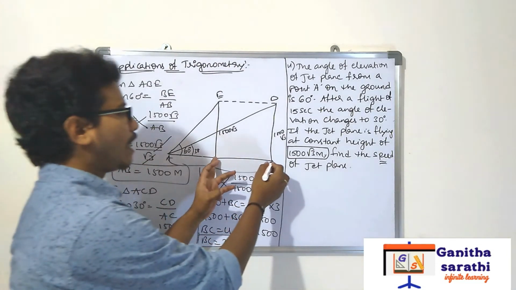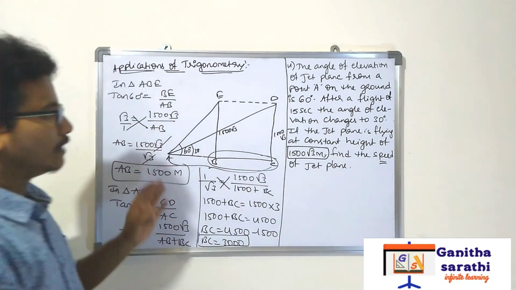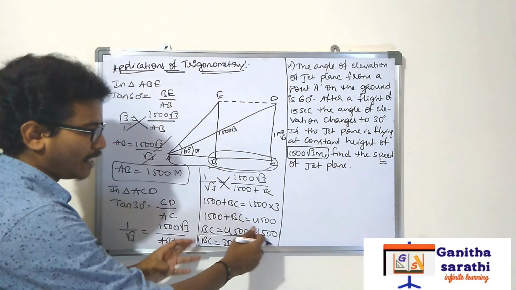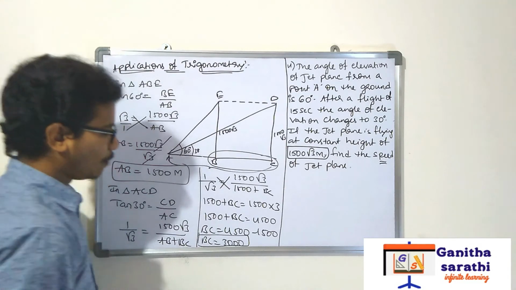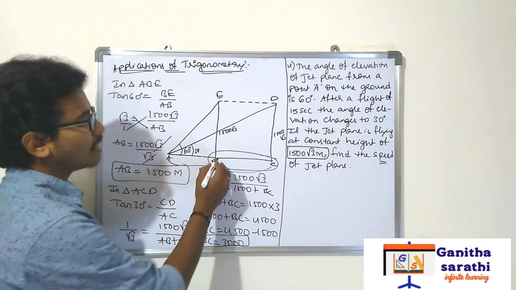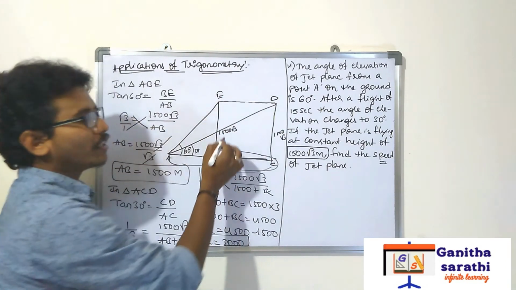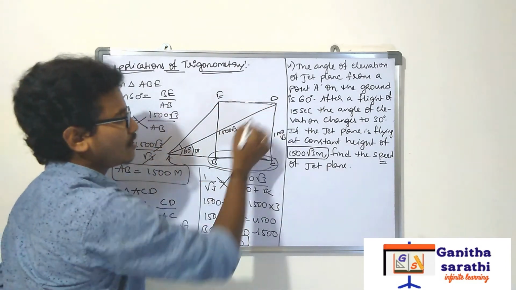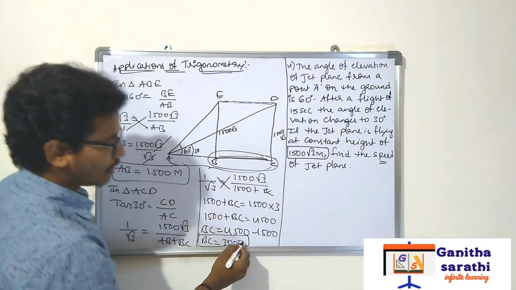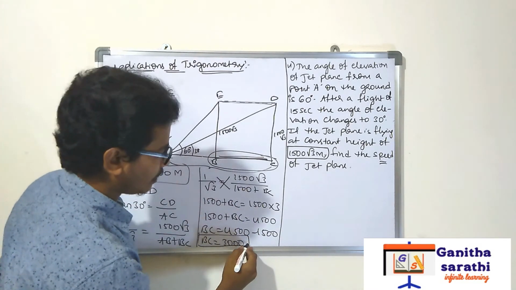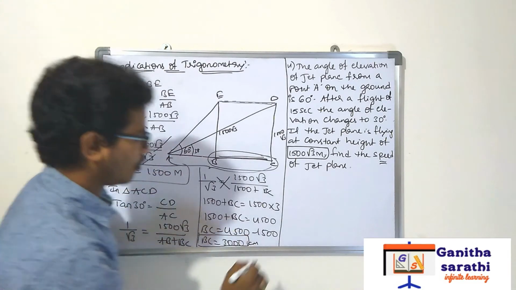Okay, how much speed? Speed means this one we are finding. This is the initial position. After the flight of 15 seconds, the speed is increasing. That speed we have to find out. Sorry, how much is the distance now? What is the distance here? This is the distance, right? After the flight of 15 seconds, this is the distance. What is the distance now? 3000 meters.